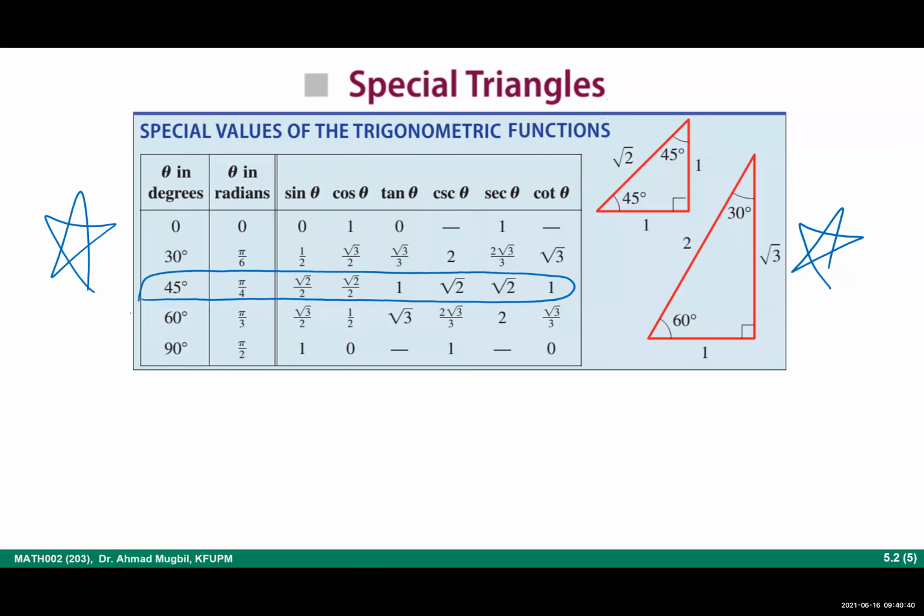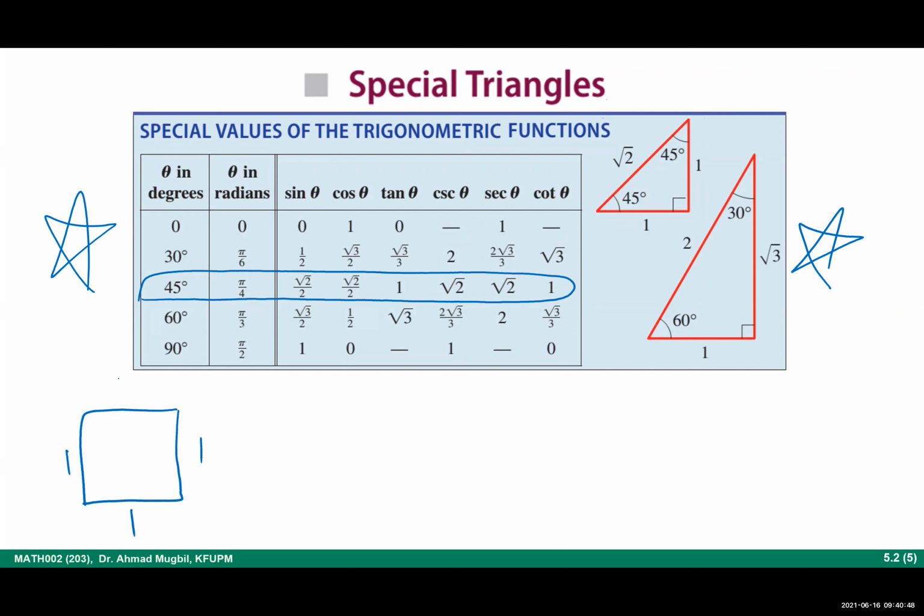Let's start with 45. If we have a square, each side of this square is 1. Okay? If we draw it, you know that each angle is a right angle. If we draw a diagonal for this square, what will be the length of this diagonal?